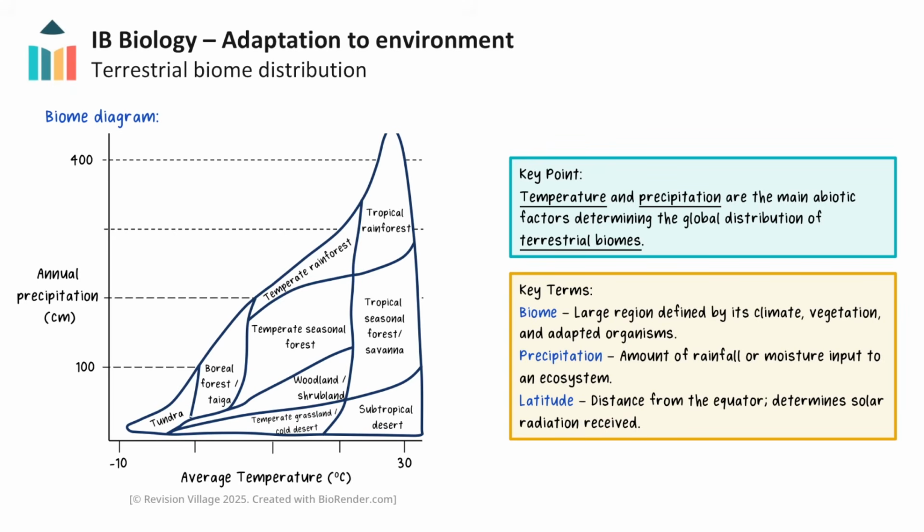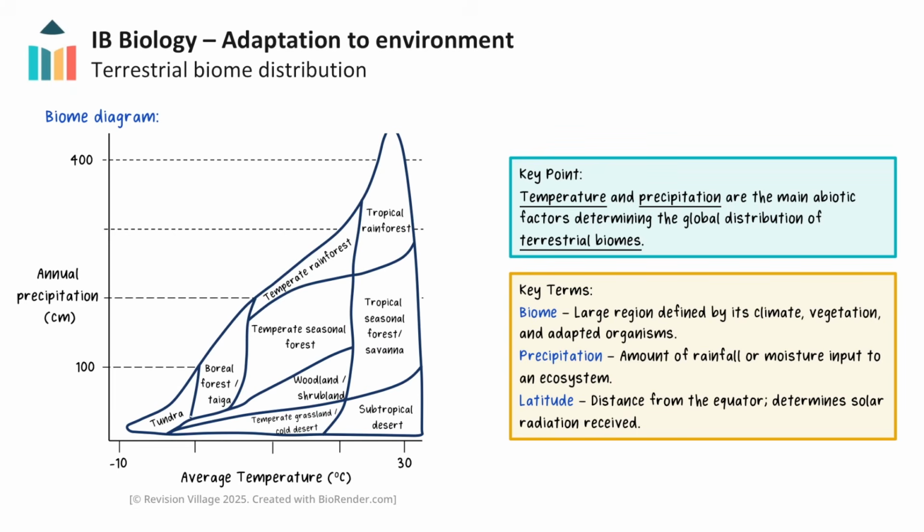The second factor is precipitation, the total amount of rainfall or moisture an ecosystem receives. Areas with high rainfall and warm temperatures form tropical rainforests, which support dense vegetation and high biodiversity. As precipitation decreases, we move through savannas and grasslands, and finally into deserts, where low rainfall limits plant growth almost entirely.